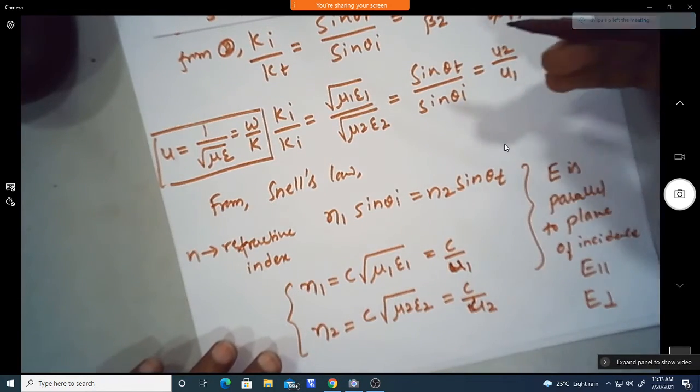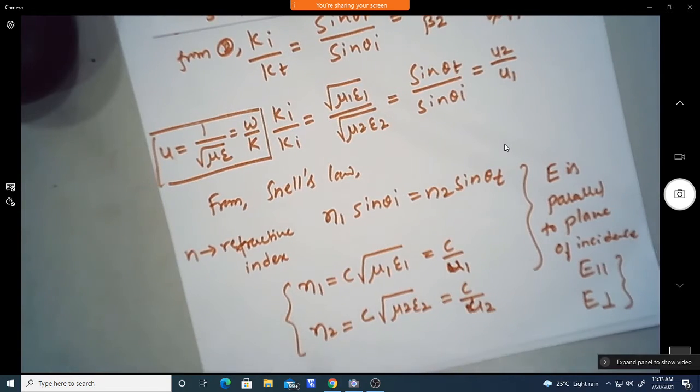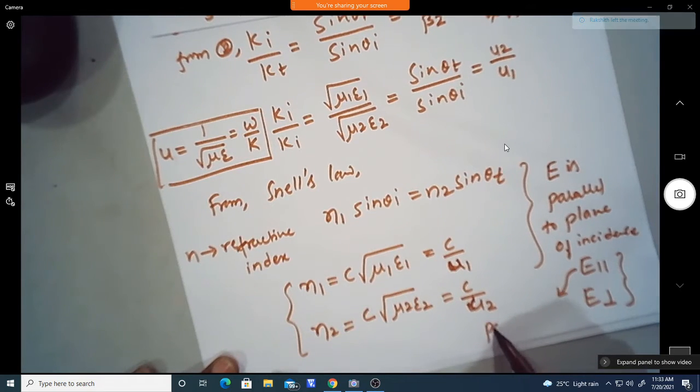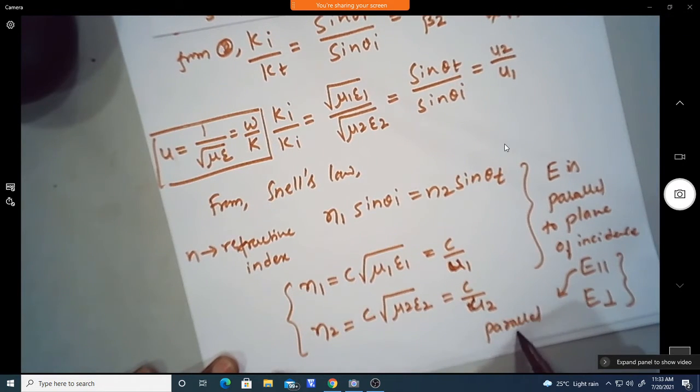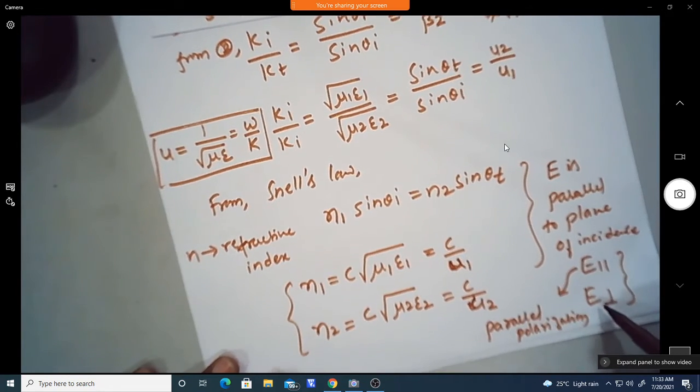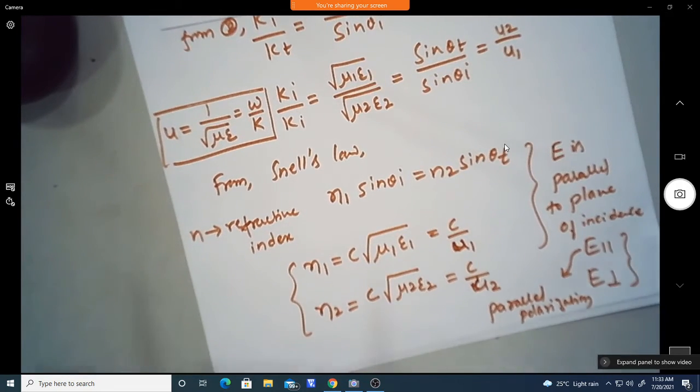From oblique incidence we have two general cases. The polarization depends on the orientation of the electric field. If the electric field is parallel to the plane of incidence, we call it parallel polarization, and where E is perpendicular to the plane of incidence, we call it perpendicular polarization.